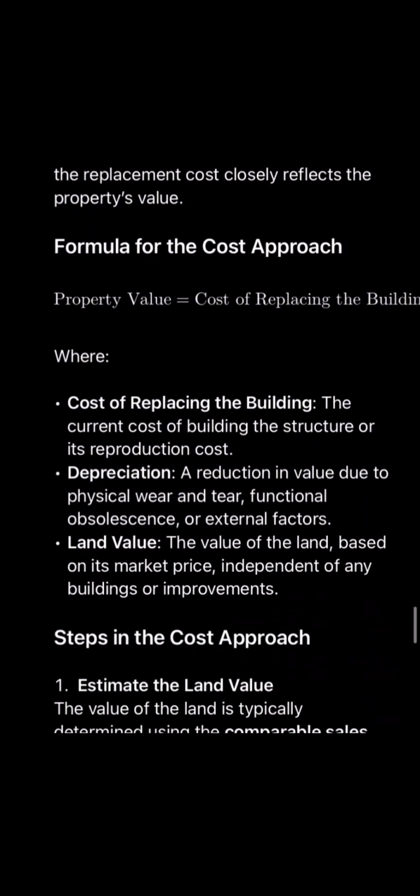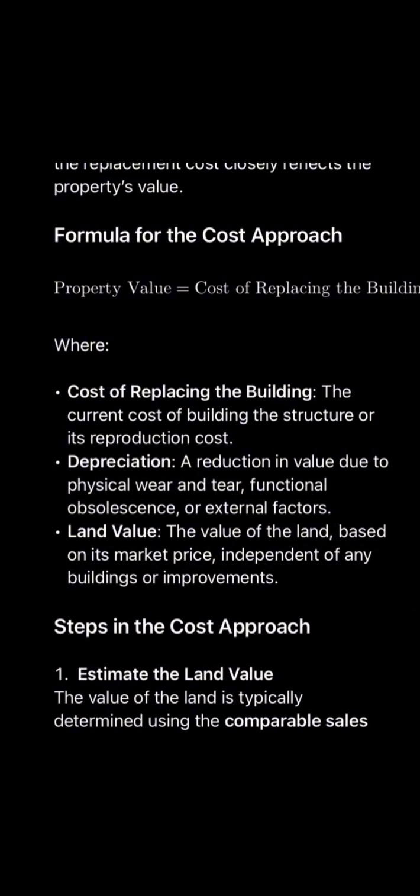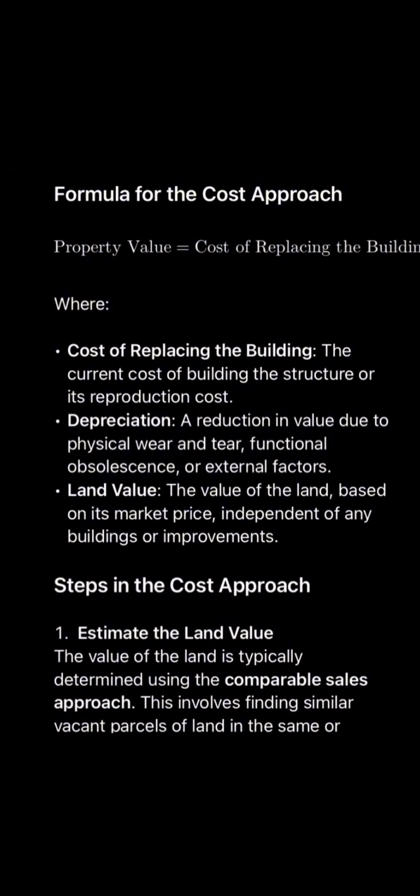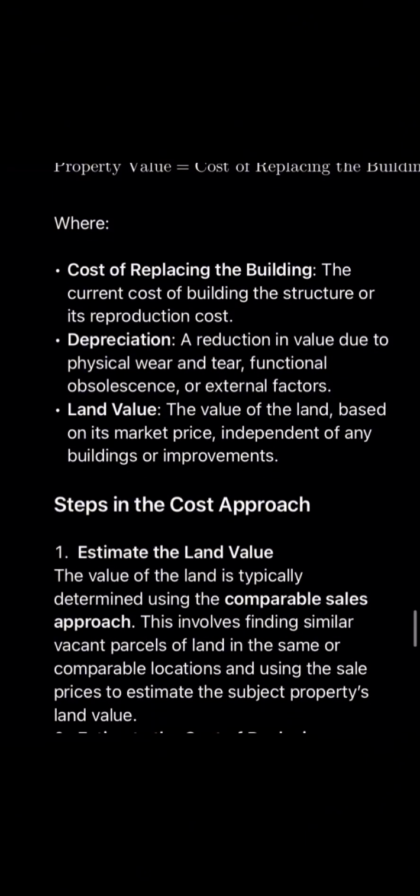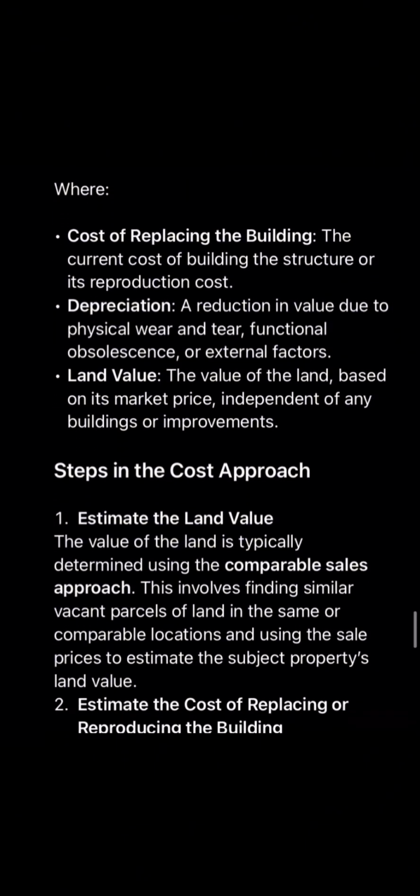Formula for the cost approach: property value equals cost of replacing the building, minus depreciation, plus land value, where cost of replacing the building is the current cost of building the structure or its reproduction cost. Depreciation is a reduction in value due to physical wear and tear, functional obsolescence, or external factors. Land value is the value of the land based on its market price, independent of any buildings or improvements.